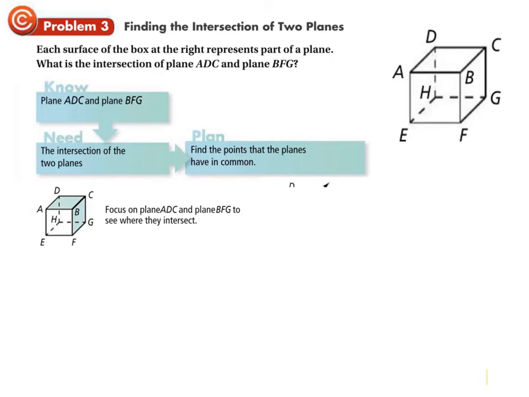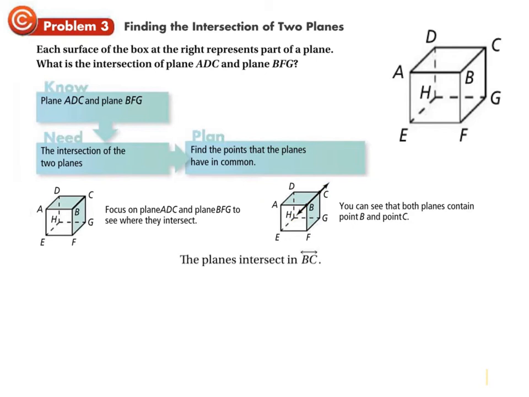Now, where do they intersect? We can see that right here, both planes contain B and C. They both touch B and they both touch C, and therefore the line through them is the line of intersection. So the planes intersect at line BC. Nice.